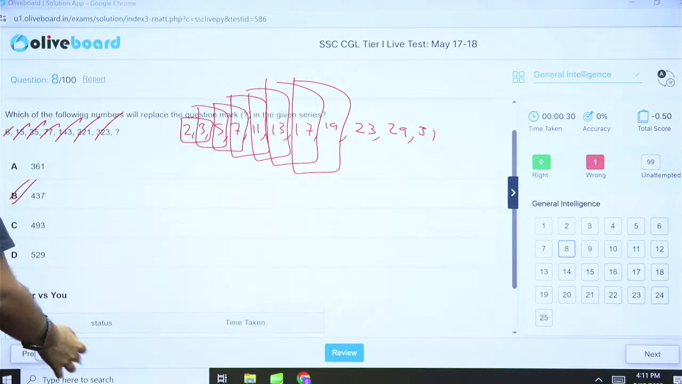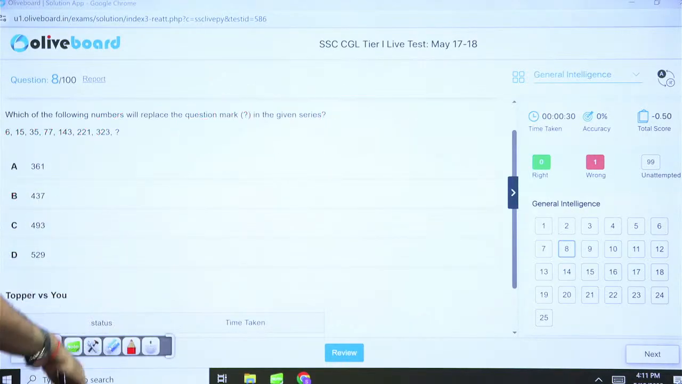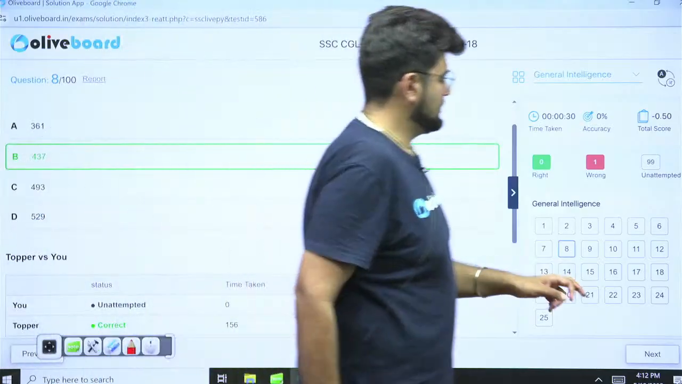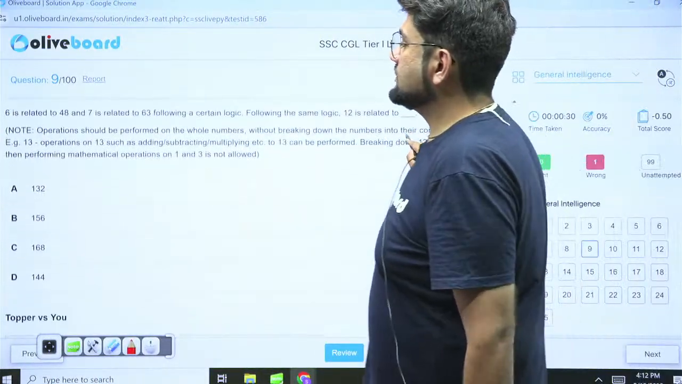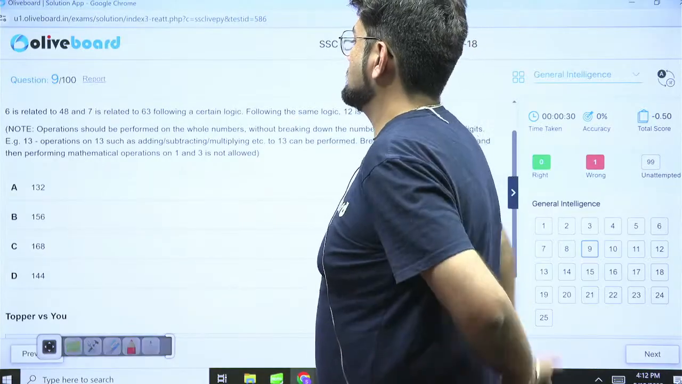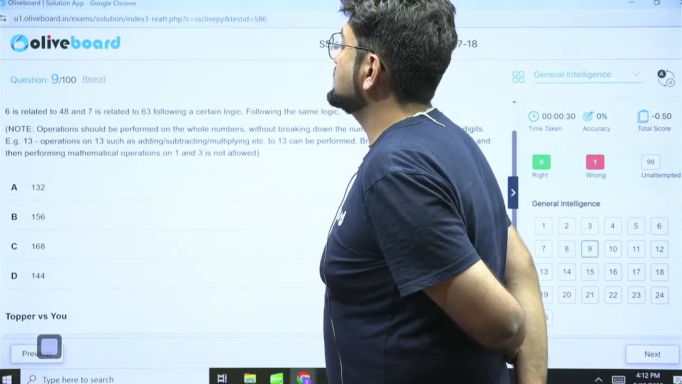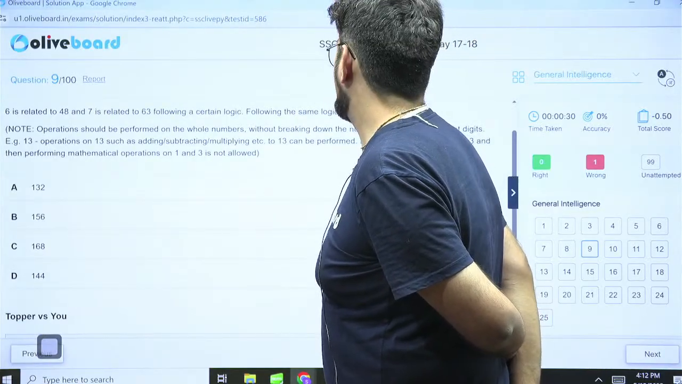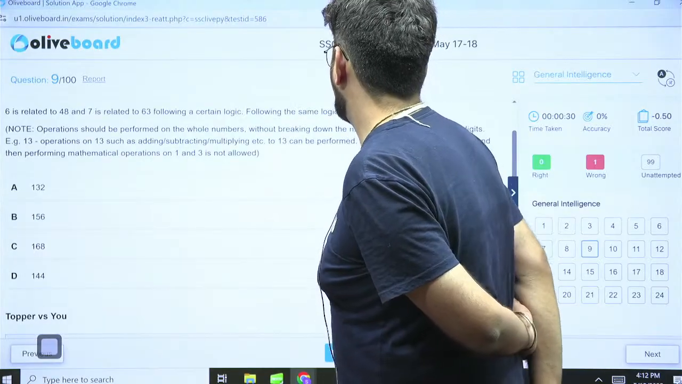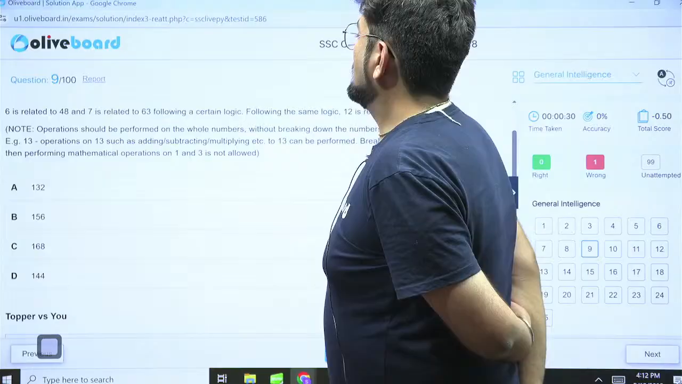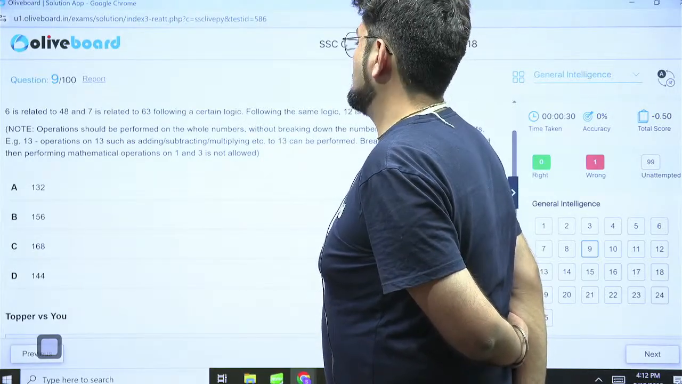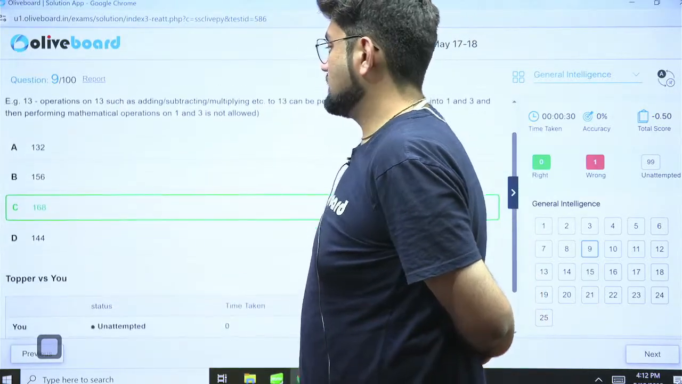With unit digit only you will get your answer. Option B is the right answer. Next, good question. 9th. 6 is related to 48, 7 is related to 63. 6 into 6 plus 2, 7 into 7 plus 2. 12 into 14 will give you your answer. That is 12 square plus 24. That is 120 plus 48. 168. Option C is the right answer.